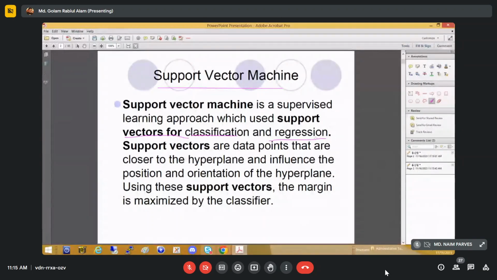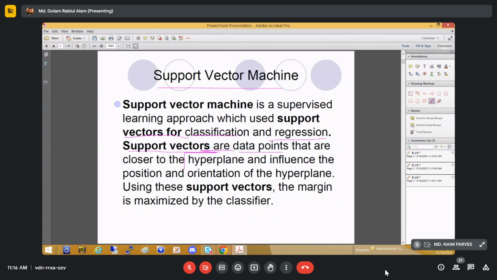Usually, when we use support vectors for classification, we call it support vector machine or support vector classifier. And another one is support vector regressor. So what are support vectors? The support vectors are the data points, okay? The data points that are closer to the hyperplane.